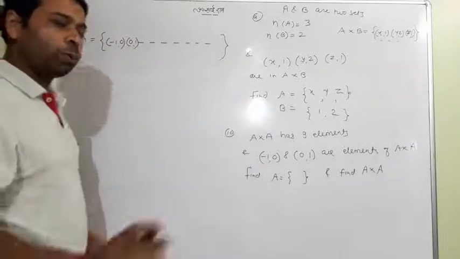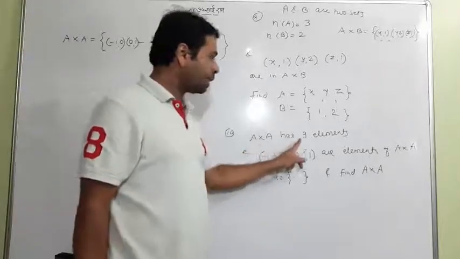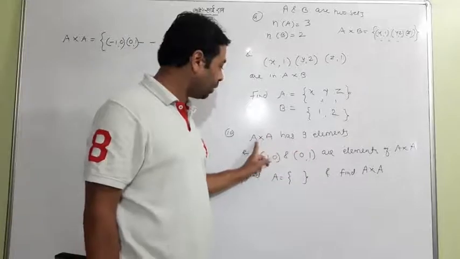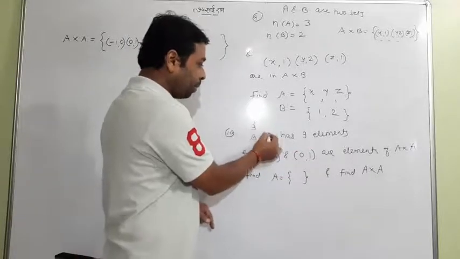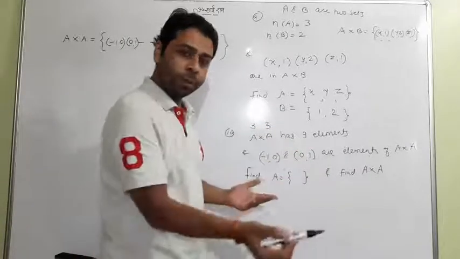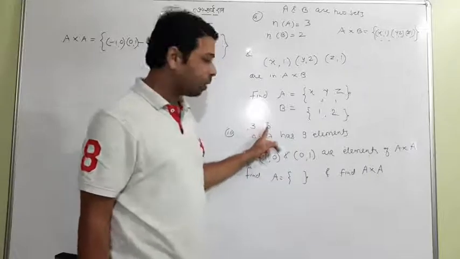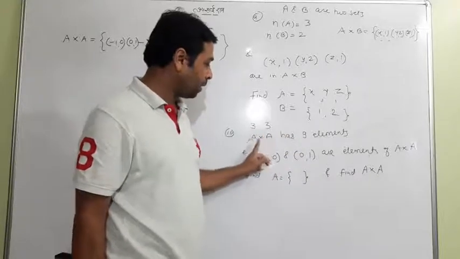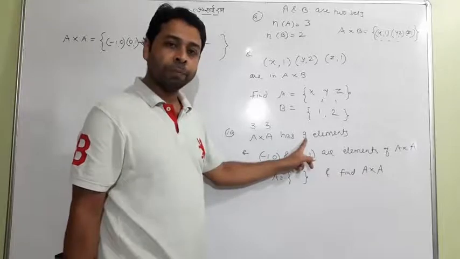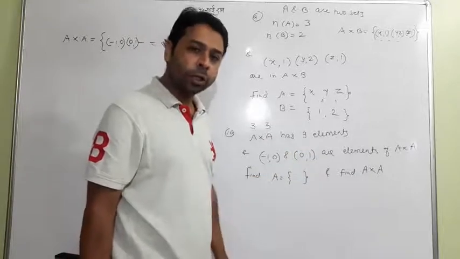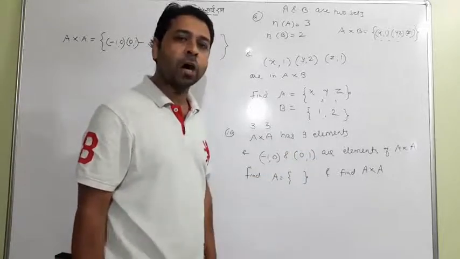We should know one thing. A cross A has 9 elements. Definitely A must have 3 elements. Both sides are equal, and 3 into 3 is 9. So A cross A must have 9 elements. So we just have to predict initially how many elements A contains.